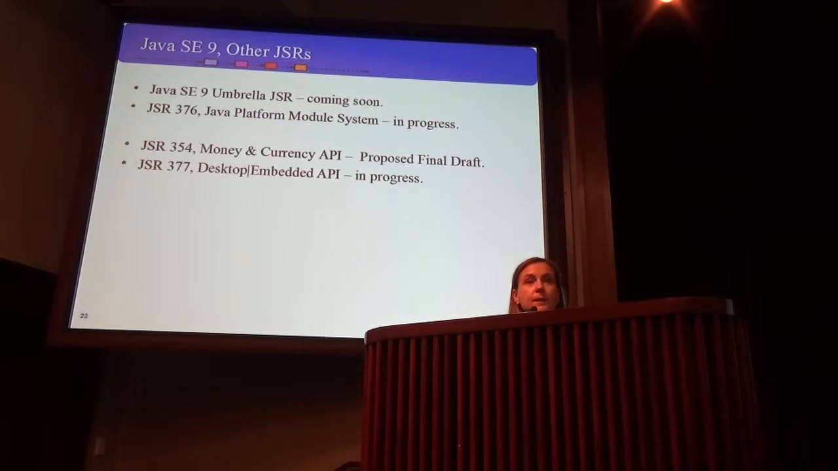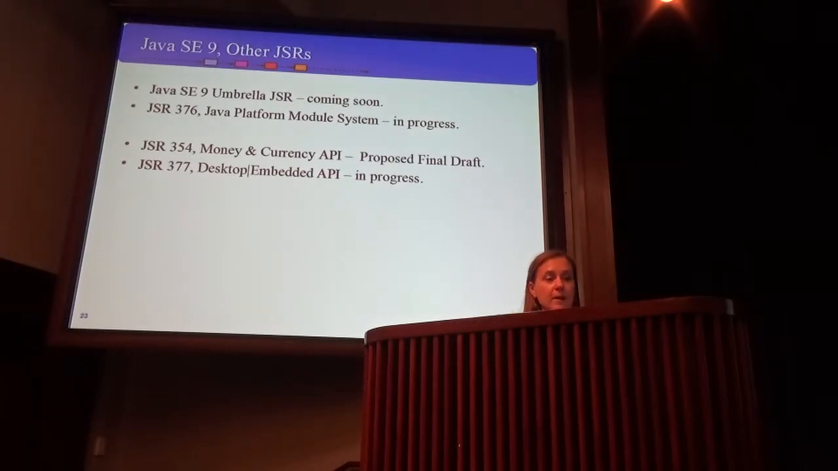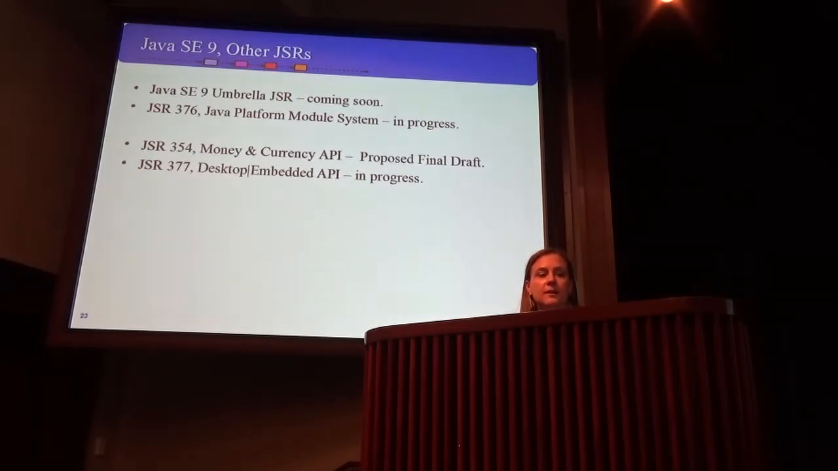The money and currency API is currently in proposed final draft, so it's getting ready to be finalized, but it would be a good one to test at this point since it's pretty far along. If you're interested in getting started right away, I would suggest that one as a good one to jump in on and get some real world experience with now, before it's final. I think they're targeted to be final this year. And we have a new JSR that just got started, a desktop embedded application API. There aren't a lot of things that can be done with that one yet, but if that's a space you're interested in, it's one you can keep an eye on in the future.